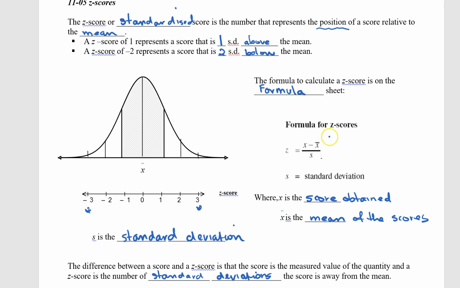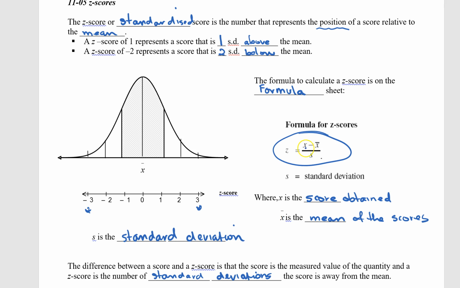How you get that is by using a formula. The formula is on the formula sheet, so that's good. And there's an explanation of what these symbols mean. Z obviously stands for the Z-score value.